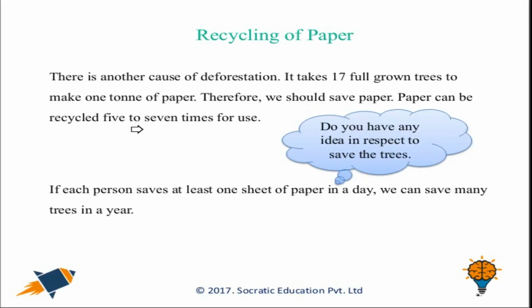So if you want to protect wildlife, or we can say if you want to decrease deforestation, the first thing we need to do is save paper. Paper can be recycled 5 to 7 times for use. If each person saves at least 1 sheet of paper in a day, we can save many trees in a year. So now you can notice how important it is to save paper.